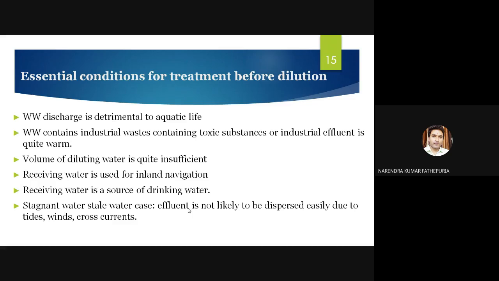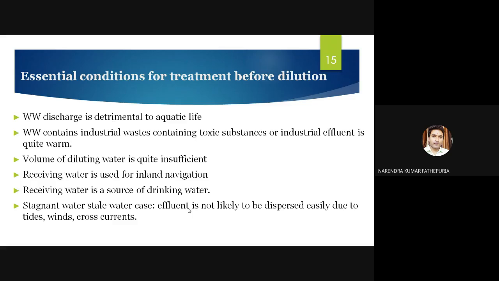Essential conditions for treatment before dilution. If the wastewater discharge is detrimental to aquatic life, then you have to treat it and provide treatment first, not just primary treatment and dispose of it. You remove these heavy contaminants, make it normal, and then send it for dilution. If the wastewater is industrial wastewater containing toxic substances, or the industrial effluent is quite warm, then you have to treat it and then dispose of it for the landfill. If the volume of diluting water is quite insufficient, if the receiving water is used for inland navigation, or if the receiving water is a source of drinking water, then treatment is essential, artificial primary treatment.